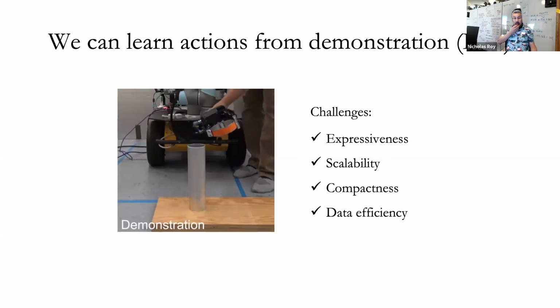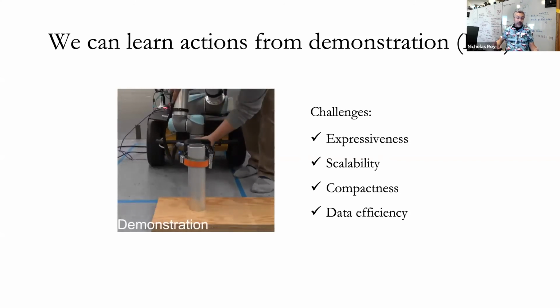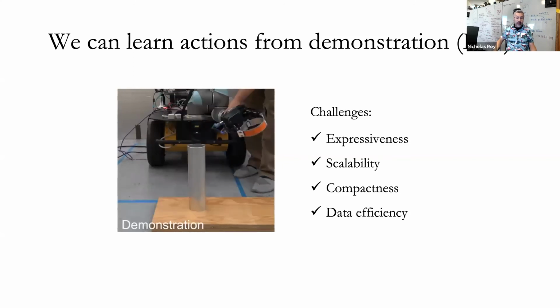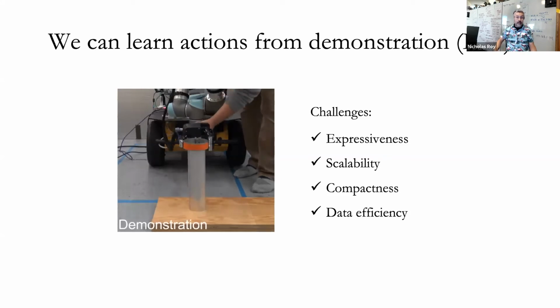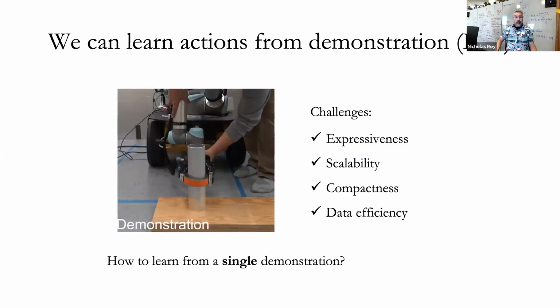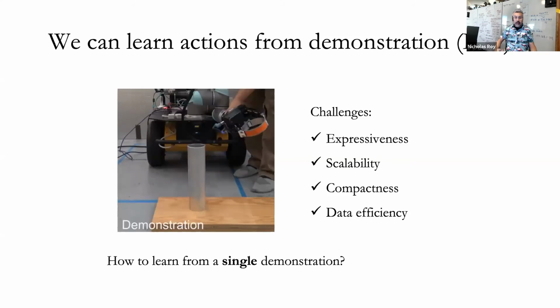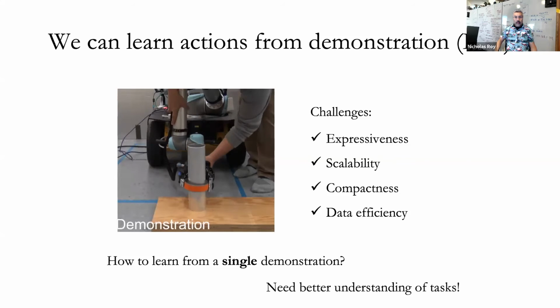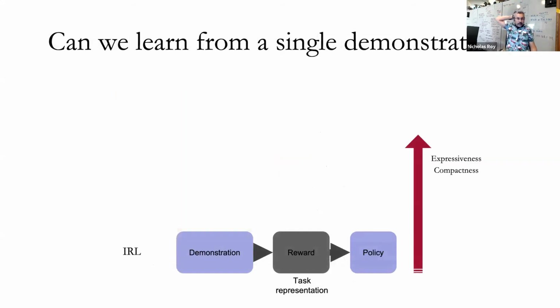A lot of learning from demonstration right now requires an awful lot of data. And that's really hard to get at a lot of the time. Demonstrating a task over and over and over again gets very boring for human demonstrators. So the question is, how do we learn from a single demonstration? And the hypothesis of this work is that we need a better understanding of our tasks.